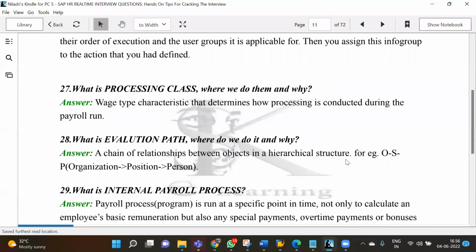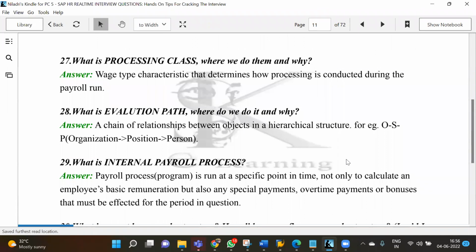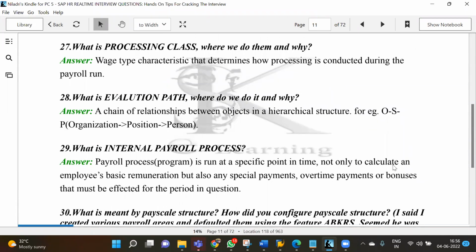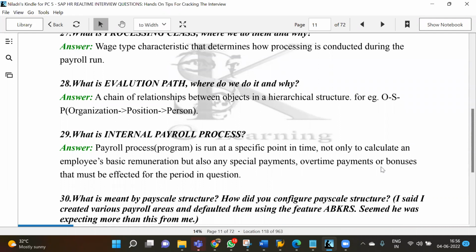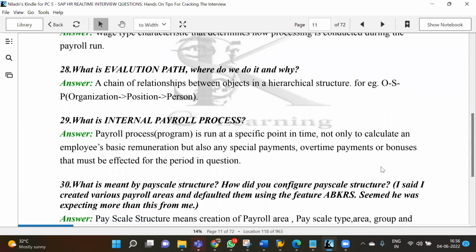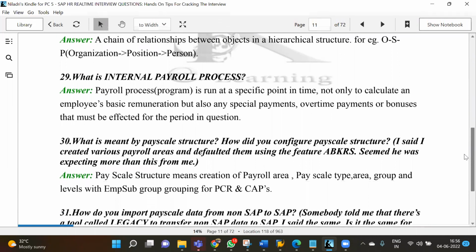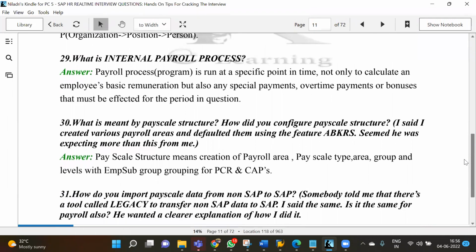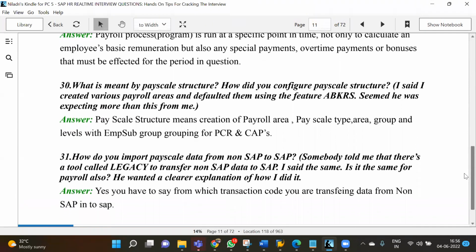Now, coming to the next question, what is the internal payroll process? This is a process question, so nothing related directly to SAP. So you can go through the answer, and you write your own answer from your experience or from your knowledge. Then the next question is, what is meant by pay scale structure? How do you configure pay scale structure? So this is again a technical payroll related question, and go through it.